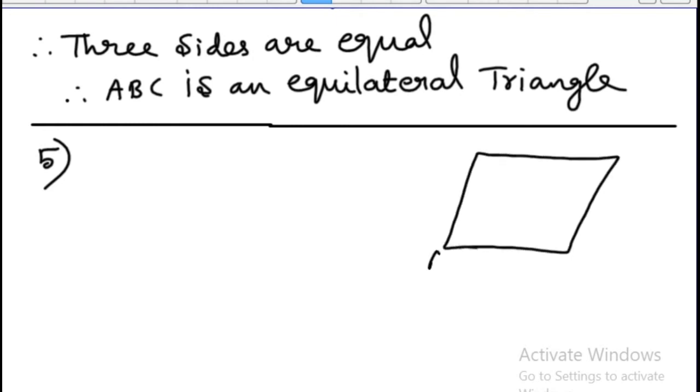So this is parallelogram ABCD. This AB and DC must be equal, and AD and BC must be equal. So we want to prove the distance of AB is equal to the distance of CD, and distance of BC is equal to distance of AD.